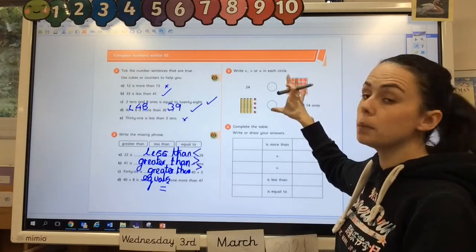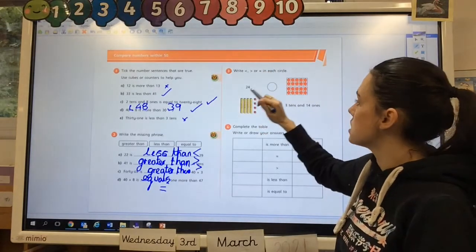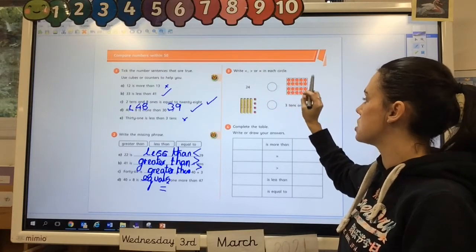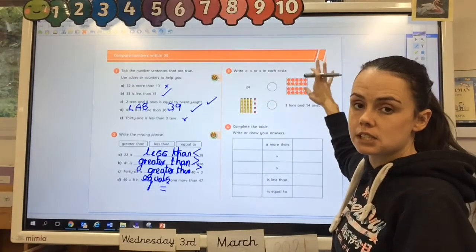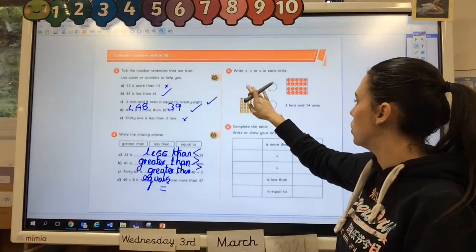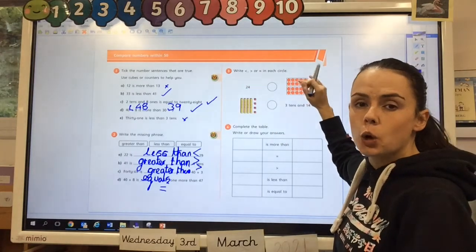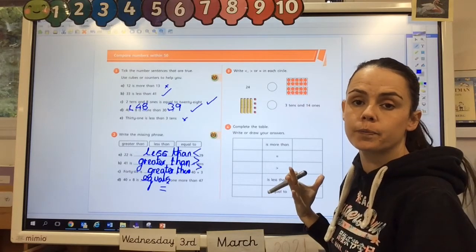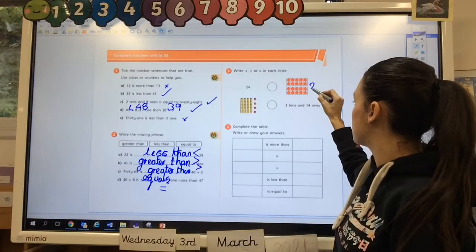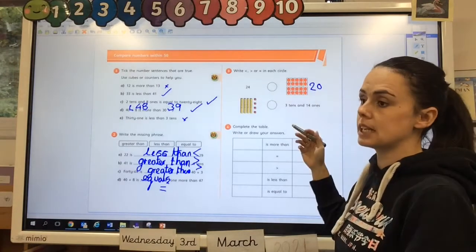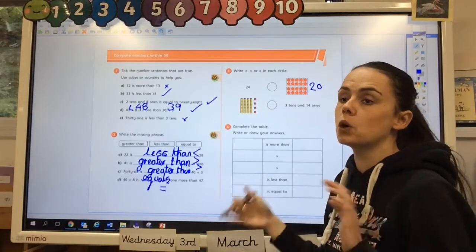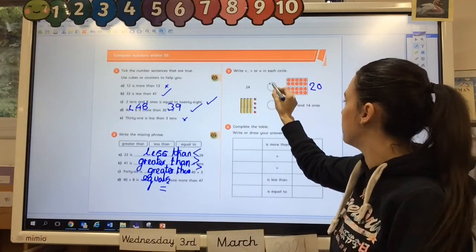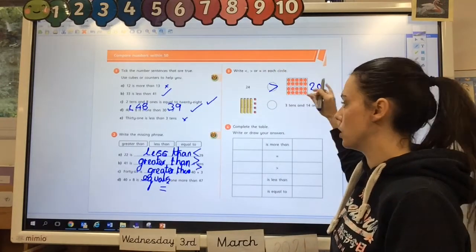Right, done. Right, up here it's looking at our symbols this time. So write smaller than, greater than, or equals to in each circle. And we're judging this side by this side. So the first one is 24 to these 2 here. What's these 2 here? 2 complete 10 frames makes what number? 20. So the number 20. 24 to 20. Is 24 bigger than or smaller than 20? 24 is bigger than, isn't it? So we go bigger than. So it's bigger and then it's smaller.